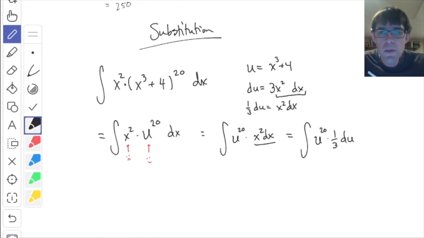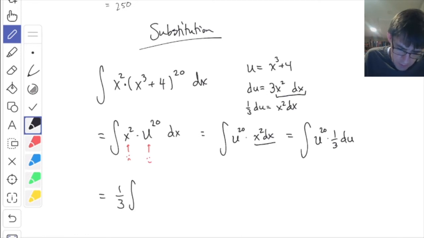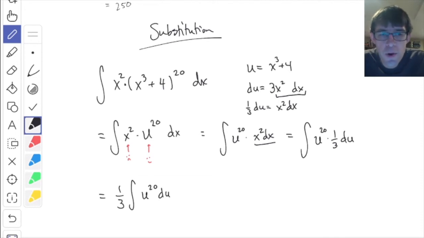There's still multiplication in there, but it's only a constant. And as we have discussed, you can move a constant out of the integral. So this is the last step of the substitution. That whole thing is 1/3 times the integral of u to the 20 du. Now, I wrote this out in many steps. Once you get used to it, you can do a lot of this in your head, and you don't have to write down every little step if you don't want to.